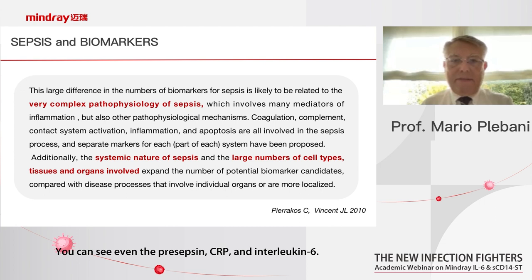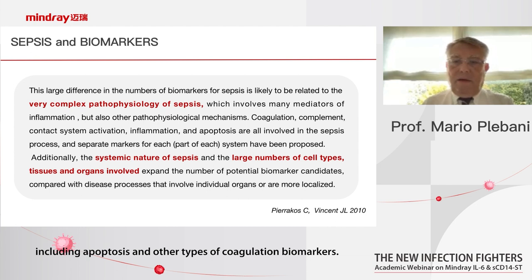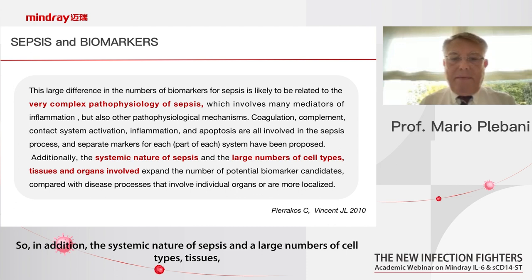And the question is that sepsis is a very complex pathophysiological disease involving many mediators of inflammation and other mechanisms, including apoptosis and other types of coagulation biomarkers. So, in addition, the systemic nature of sepsis and the large numbers of cell types, tissues, and organs involved expand the number of potentially useful biomarker candidates.